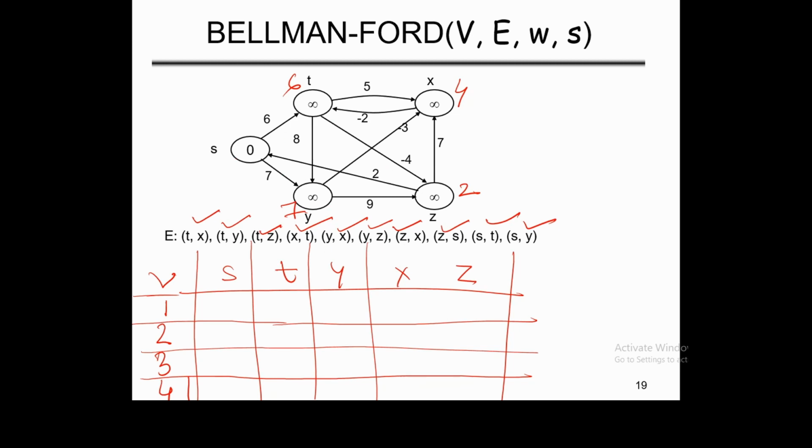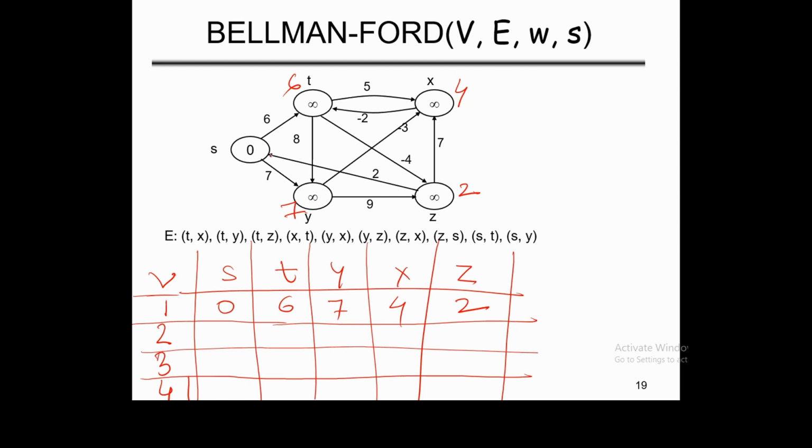तो फॉर s it is 0, for t it is 6, for y it is 7, for x it is 4, and for z it is 6, ठीक है। And now we simply repeat this process one more time, next time, फिर देखते हैं कि ये वैल्यू यहाँ चेंज होती हैं क्या, या ये यही रहती हैं, ठीक है। तो again do the same operation, again do the relaxation.